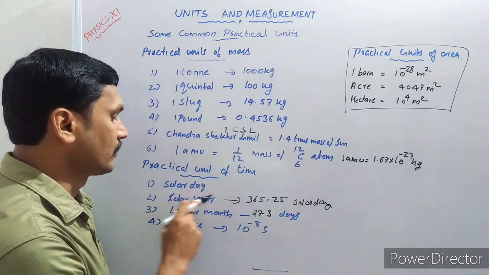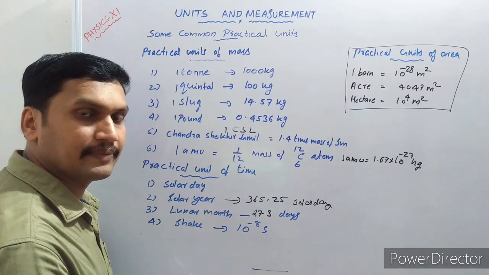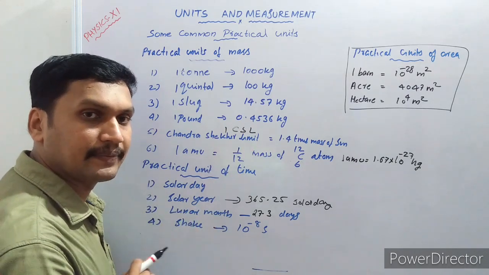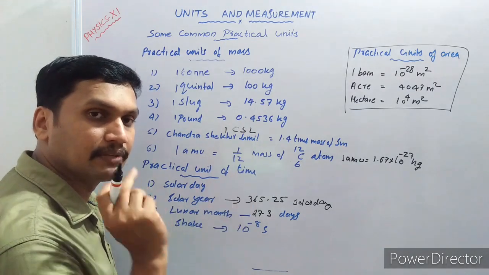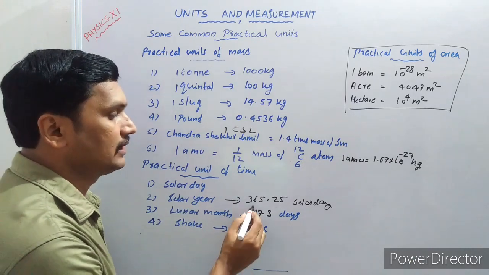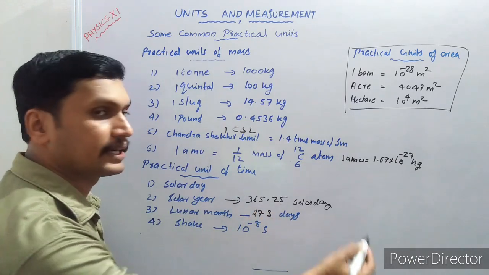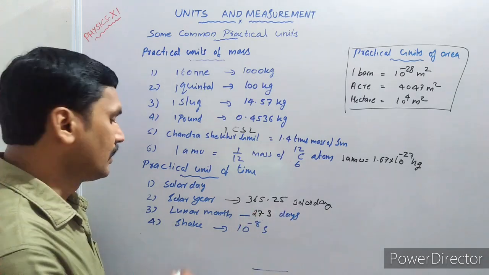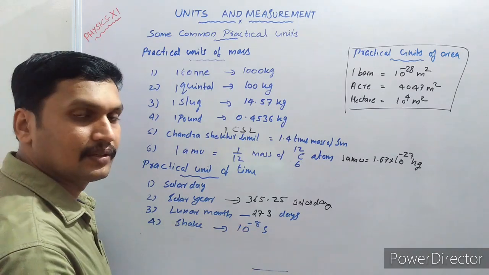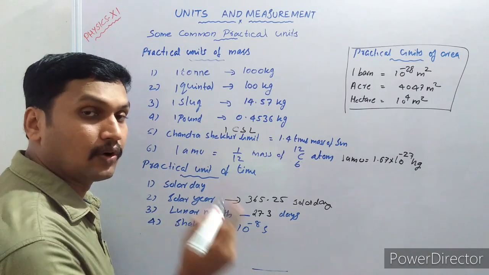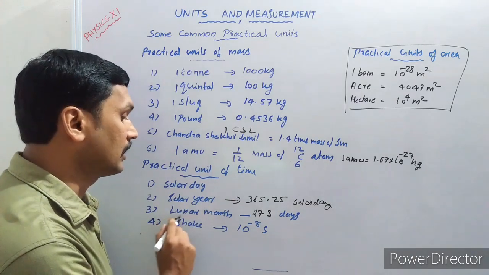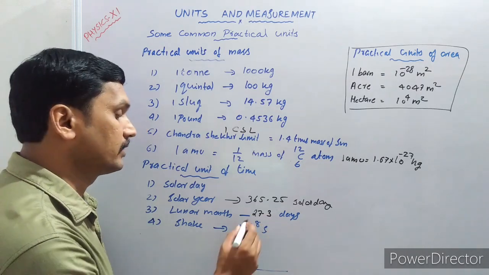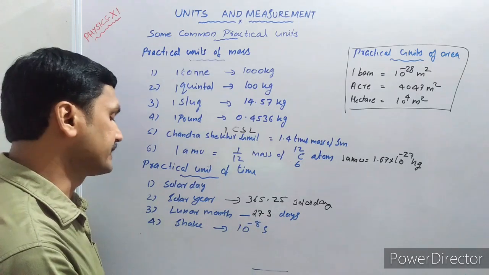And the second one, a solar year. A solar year is the time taken by the earth to revolve around the sun. It is approximately 365.25 solar days. Another, the lunar month. It is the time taken by the moon to revolve around the earth. 1 lunar month is equal to 27.3 days.